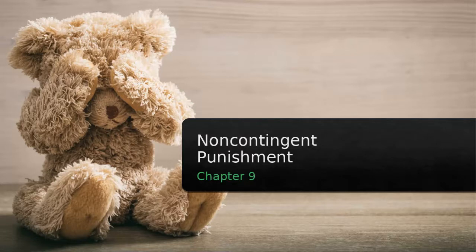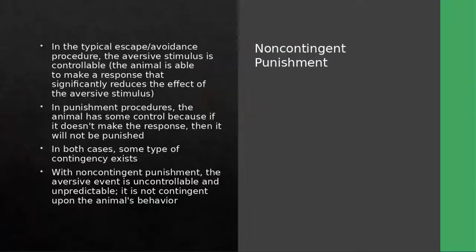In this mini lecture, we'll be talking about non-contingent punishment. Now, last week we talked about negative reinforcement. So remember, the two categories of negative reinforcement are escape and avoidance.